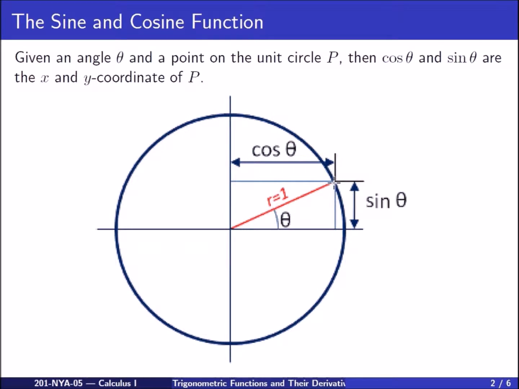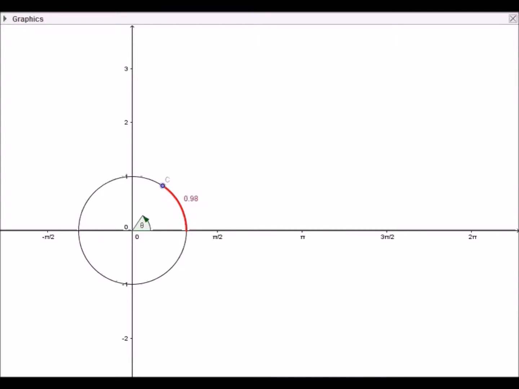The advantage with this definition is that we can extend the definition of sine and cosine to angles that are obtuse, so angles that are beyond 90 degrees. For example, if the angle is obtuse, point P would be over here, but I could still talk about its x and y coordinate and therefore about the cosine and the sine of the angle. So I'll be using GeoGebra to construct a sine curve.